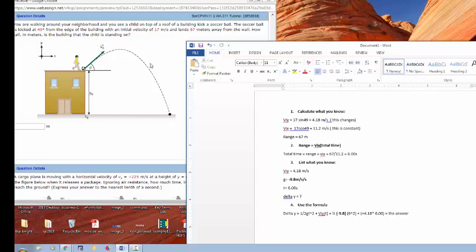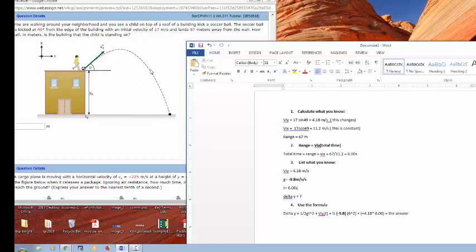When we get to a symmetrical point on the trajectory that is exactly the same height that the ball was launched at, it is now traveling downward at negative 4.18 meters per second and forward again at positive 11.2 meters per second. And now from that point it's going to keep falling the height of the building, delta y.